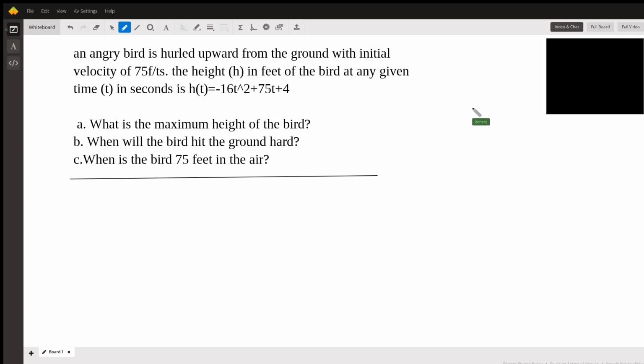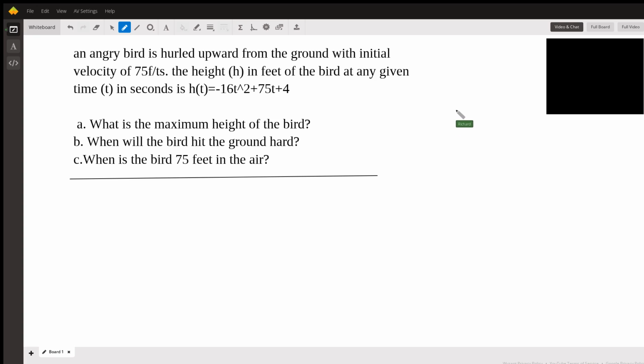It's a standard Algebra 2 question, but it's kind of a violent situation where somebody's throwing a poor bird in the air and then watching it hit the ground. But we'll ignore the violence and just focus on the math.